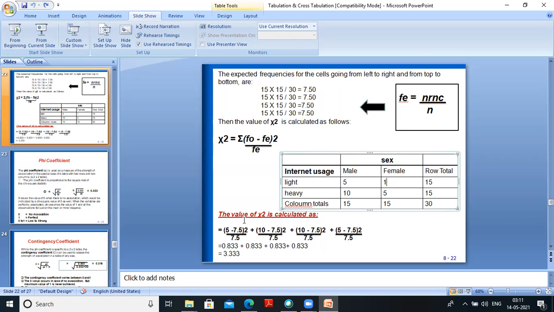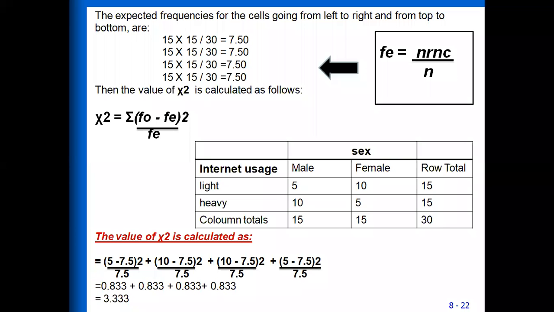Now this is 5 minus 7.5, squared, divided by 7.5. 10 minus 7.5 squared divided by 7.5. O minus E squared divided by E. Firstly, you calculate the difference, then square it, then divide by the expected frequency. 10 minus 7.5 squared divided by 7.5. Then 10 minus 7.5 squared divided by 7.5. 5 minus 7.5 squared divided by 7.5. This will be the answer for chi-square: 3.33.